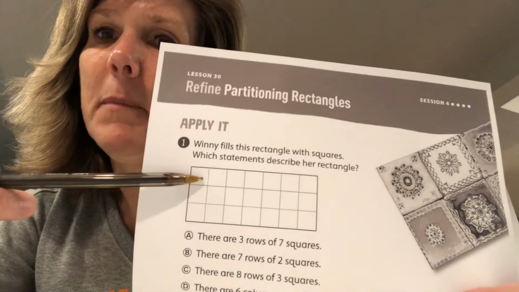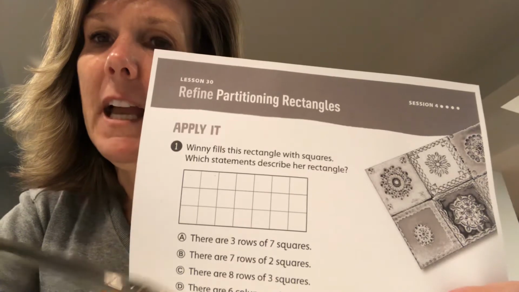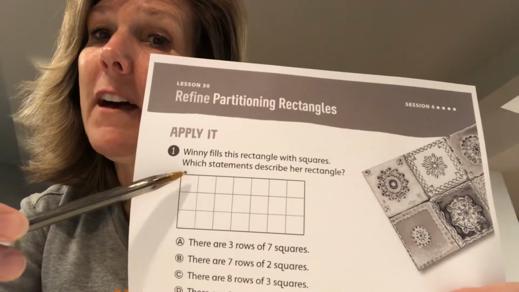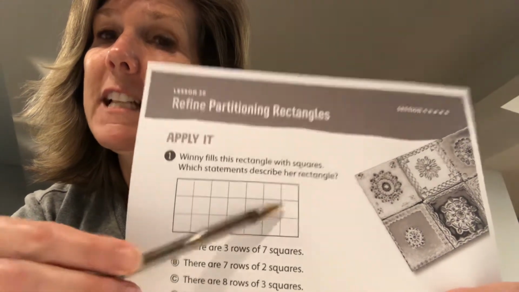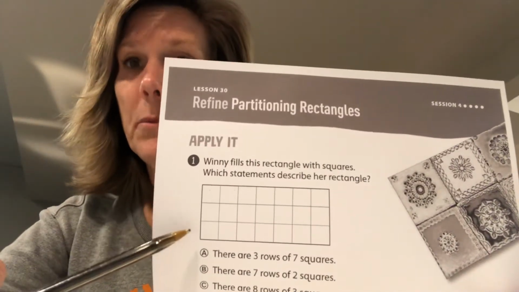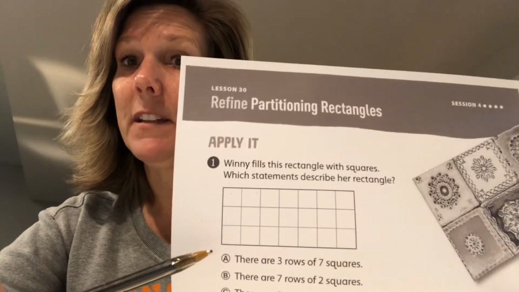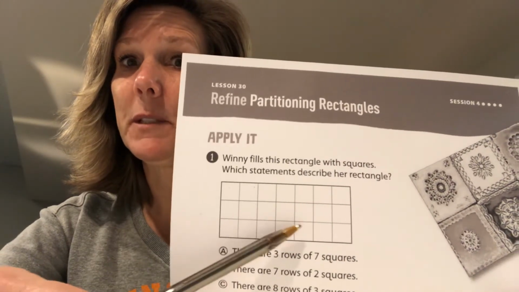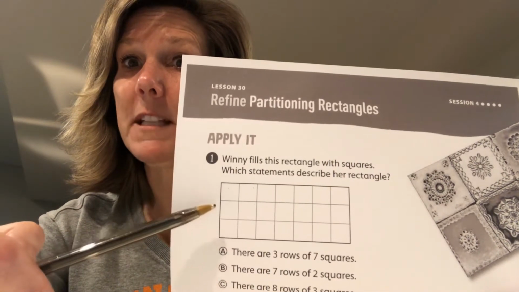Now, let's count. How many rows do we have? There's 1, 2, 3. And then how many squares in each row, or how many columns do we have? So we had 3 rows and 1, 2, 3, 4, 5, 6, 7 columns. Or another way to say it is 3 rows with 7 in each row, or 3 times 7. Or 3 plus 3 plus 3 plus 3 plus 3 plus 3 plus 3. Or 7 plus 7 plus 7.